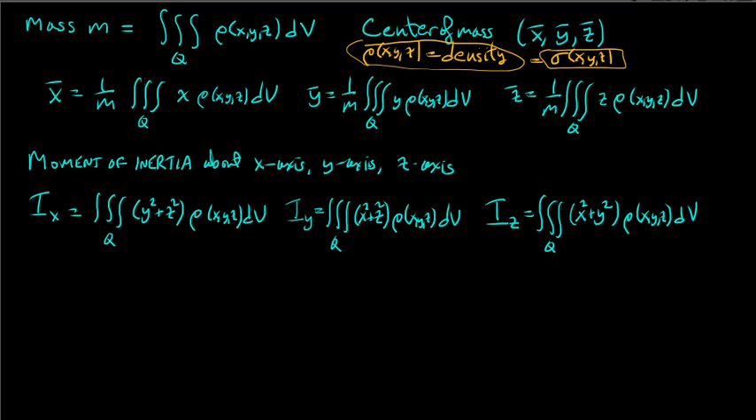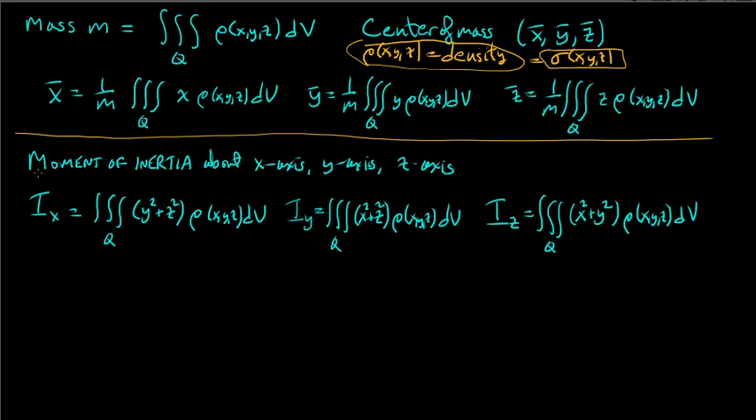So x bar is 1 over m times the triple integral of x times the density. Y bar is 1 over m times the triple integral of y times the density, and same thing for z. This is how I remember it. The book uses the first moments of mass. I'm not going to bother here, but if that's how you remember it, that's fine. So these are the formulas for the center of mass.